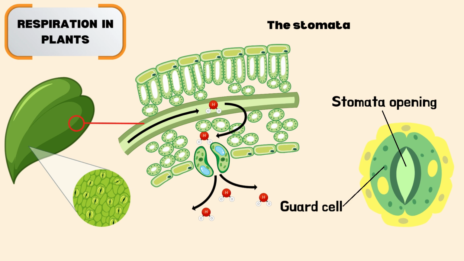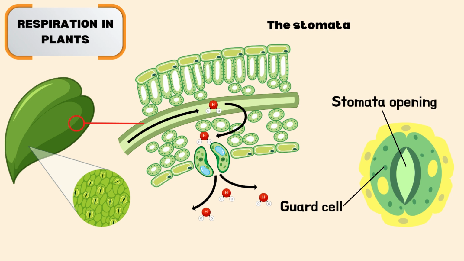Now let's look at the respiratory system or mechanism in plants. It will interest you to know that plants do not have special respiratory organs for gaseous exchange. However, gases move in and out of plants through the stomata and the lenticels. Let's look at the stomata.